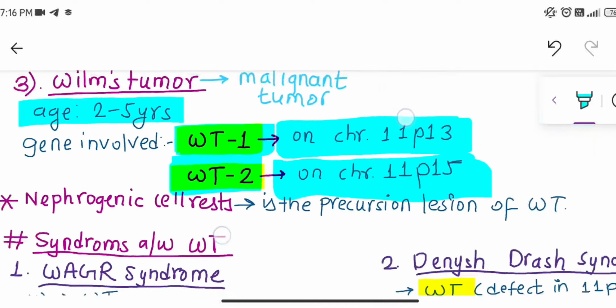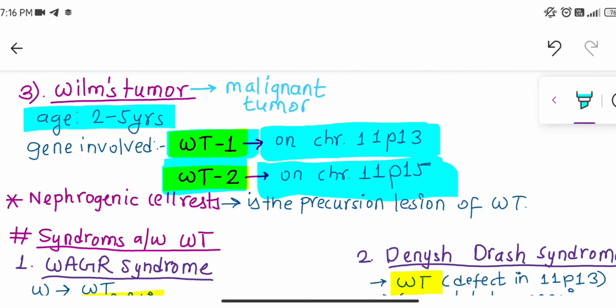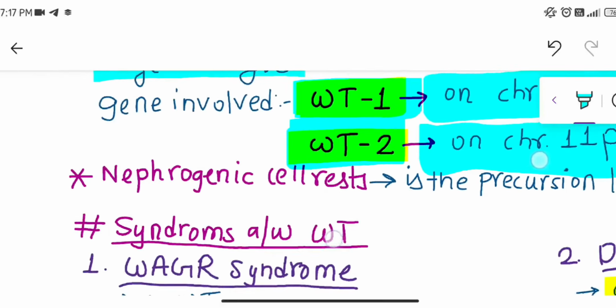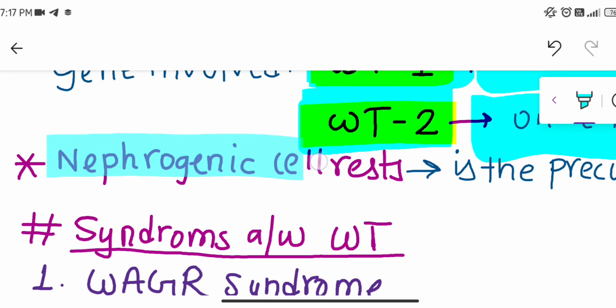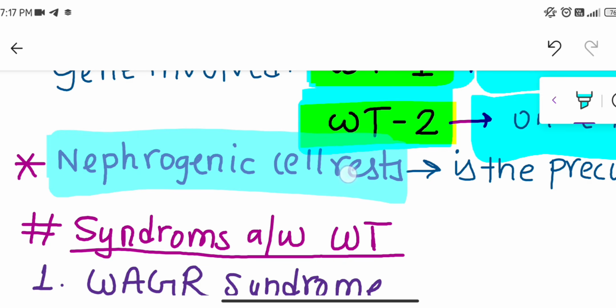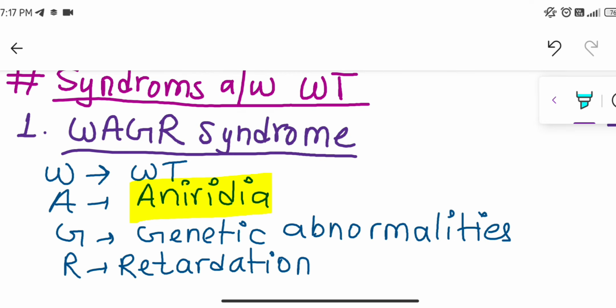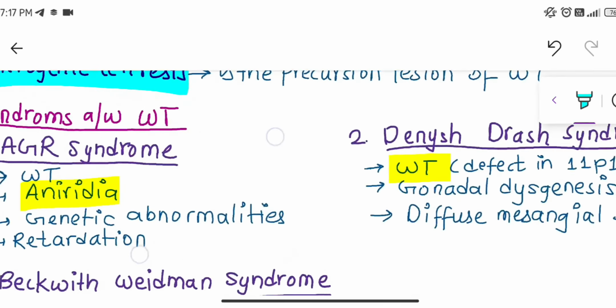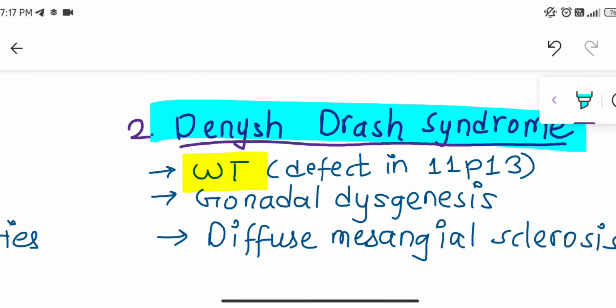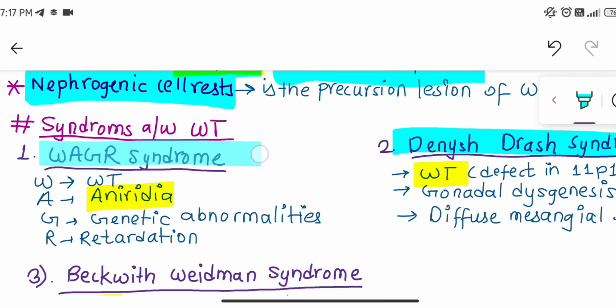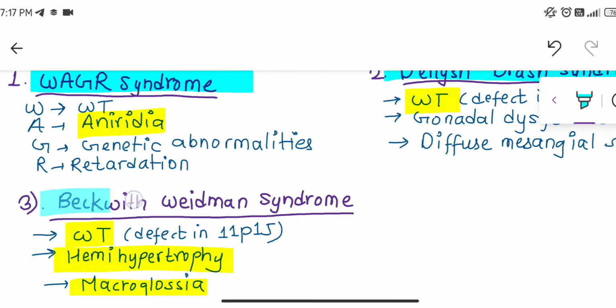Now, what is the precursor lesion of the Wilms tumor? The nephrogenic cell rests are the precursor lesions for the Wilms tumor. That is asked in your examination. WAGR syndrome. Next is Denys-Drash syndrome, and then Beckwith-Wiedemann syndrome.